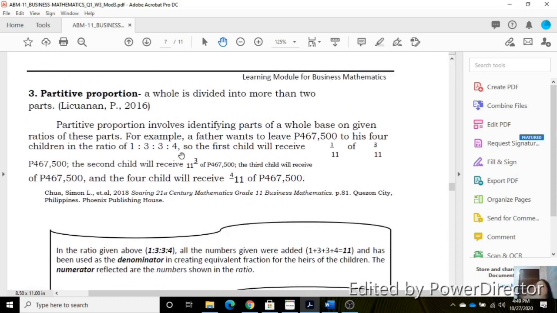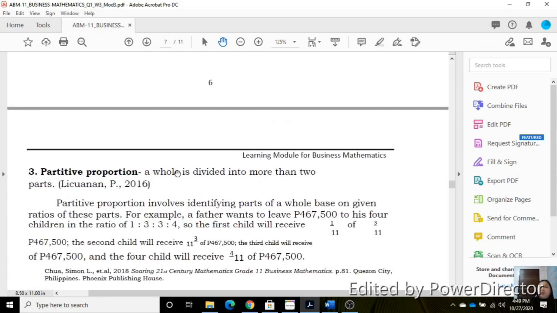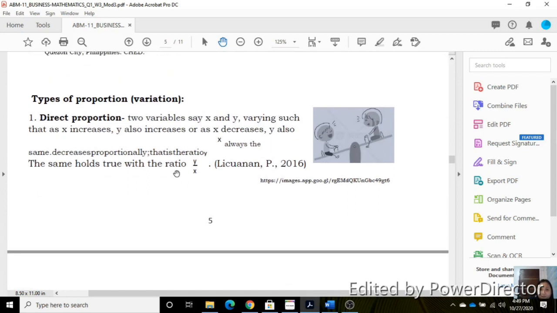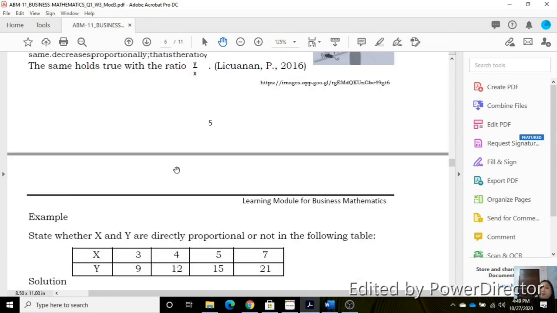So, more than 2 proportions siya. So, hahatiin mo. So, the whole is divided into more than 2 parts. So, those are the three types of variation of proportion.